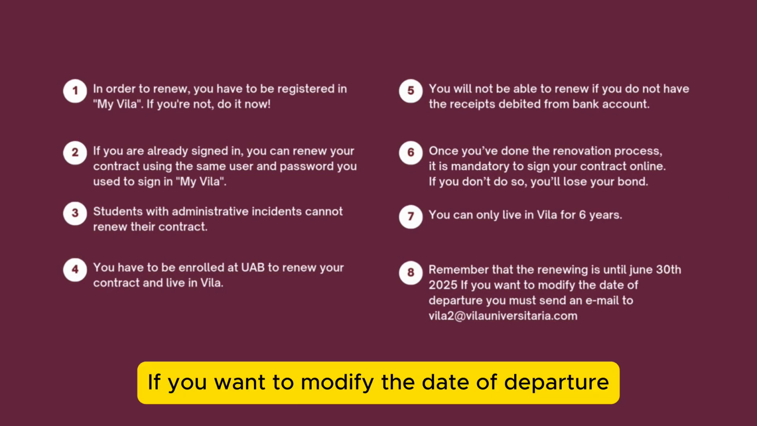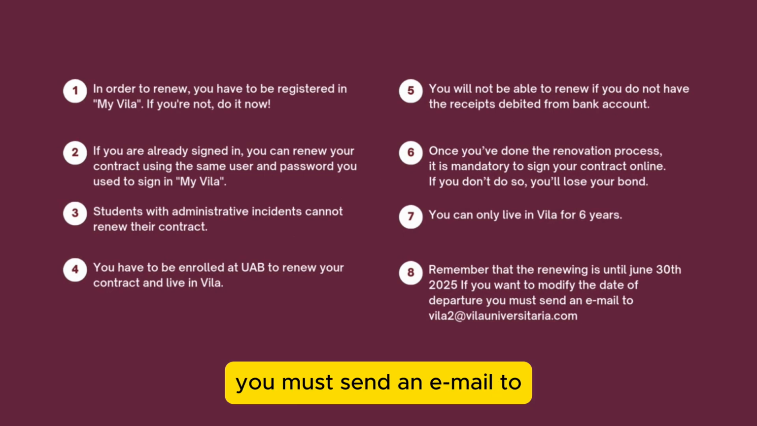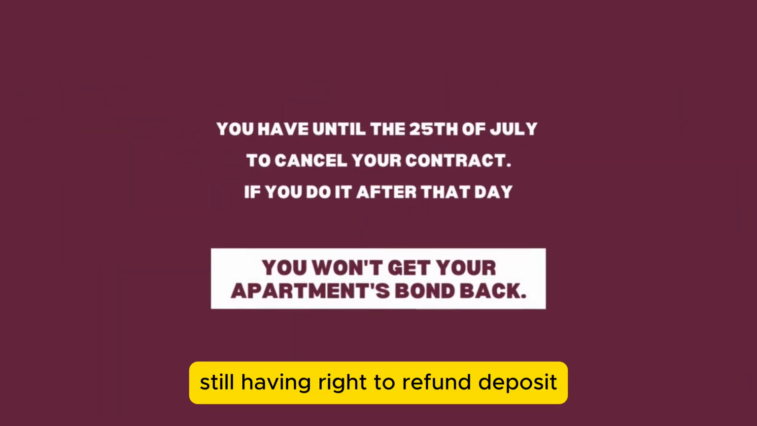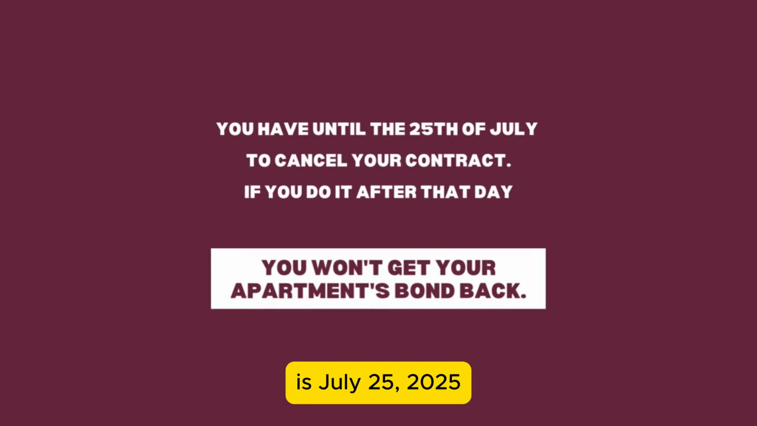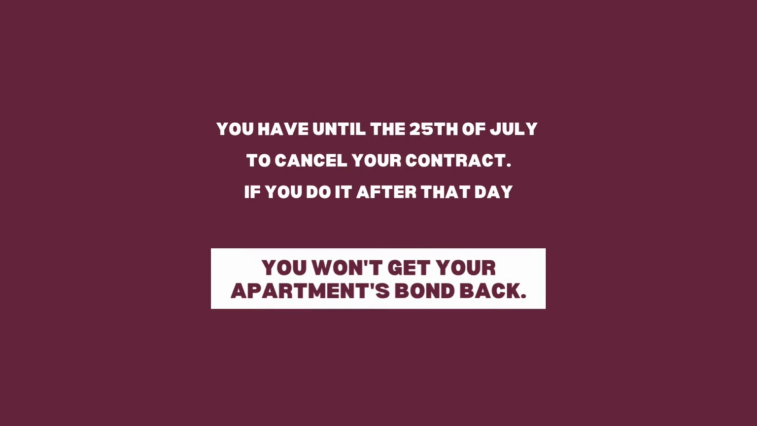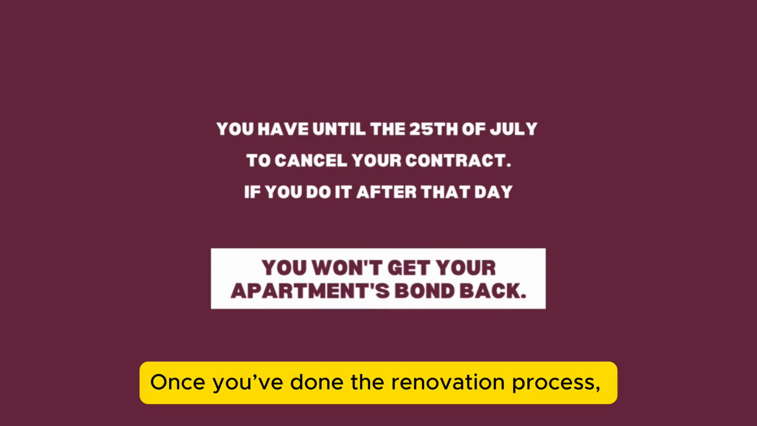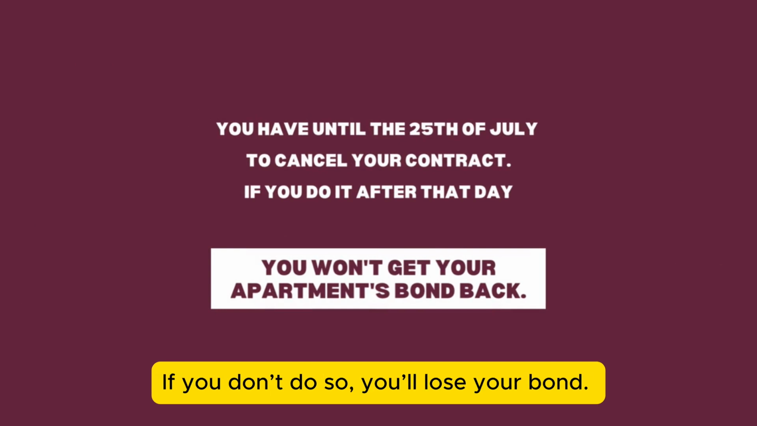If you want to modify the date of departure, you must send an email to Vila2 at vilauniversitaria.com. The contract's cancellation deadline, still having the right to a refund of the deposit, is July 25th, 2025. Once you've done the renewal process, it is mandatory to sign your contract online. If you don't do so, you'll lose your bond.